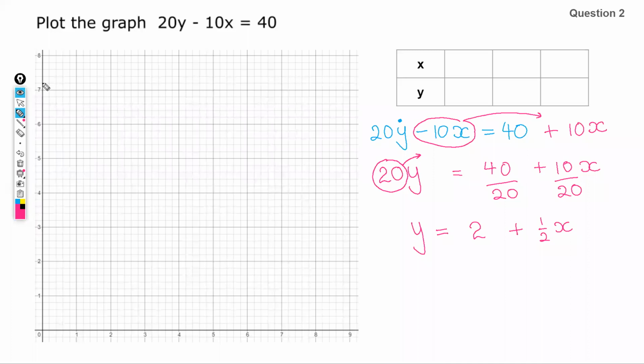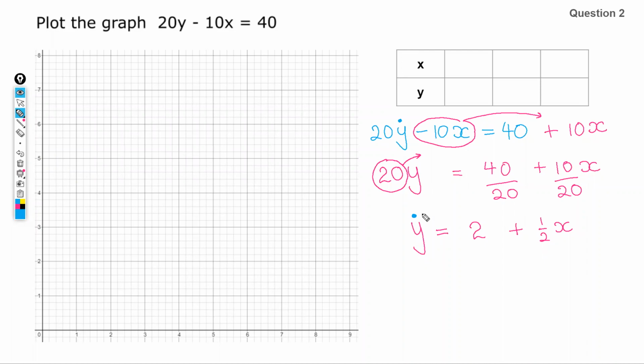Take down everything up to there. And if you look at it, we have succeeded in making who the subject? Y. Y is on one side, everybody else is on the other side. For all graphs, always make Y the subject first. Now we can come to the conclusion whether it's a straight line or a curve.